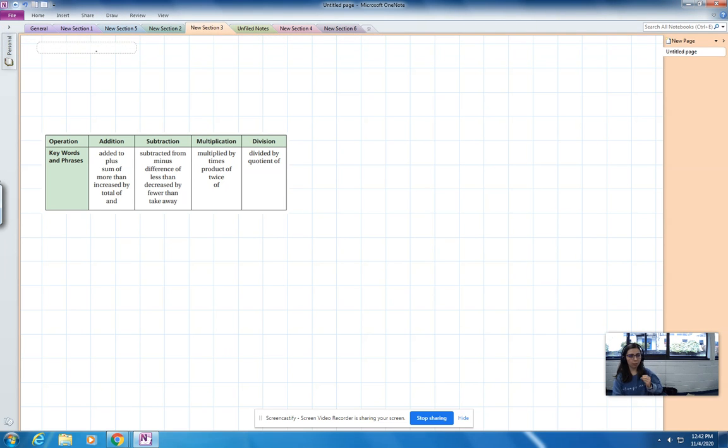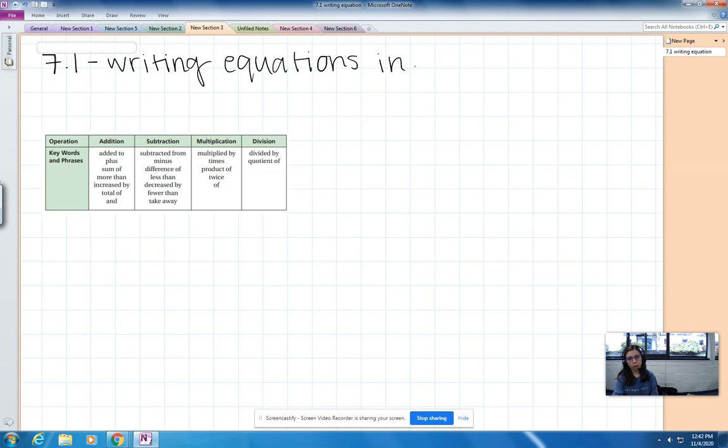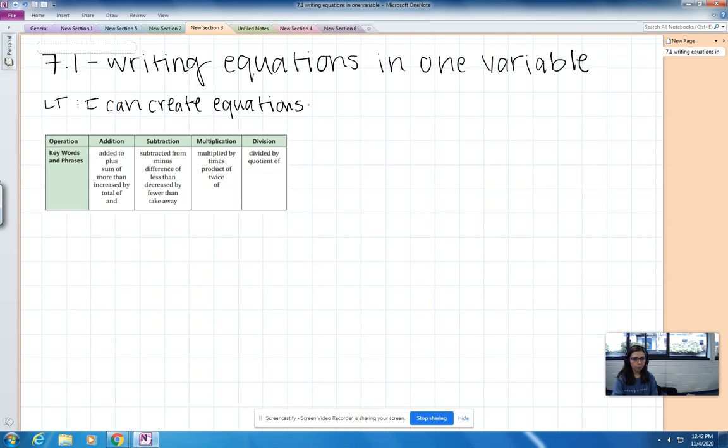So the name of this section today is 7.1, and it is all about writing equations in one variable. So today we are going to be writing equations that have one variable, one unknown number or letter in them. Our learning target is I can create equations based on situations.